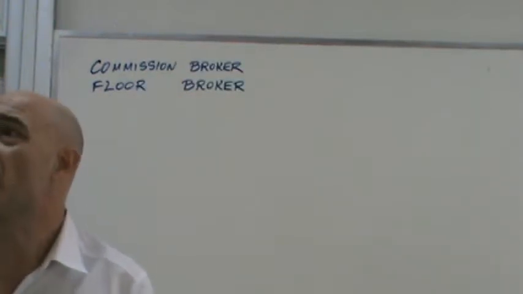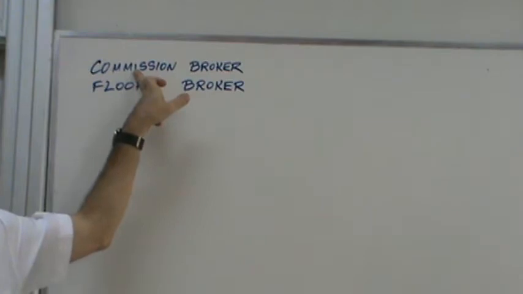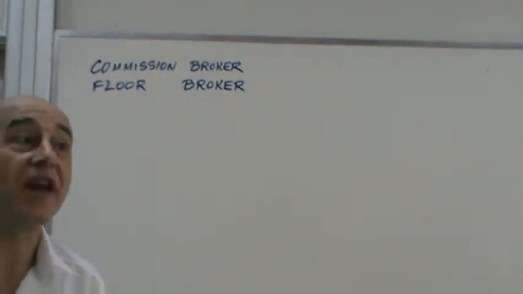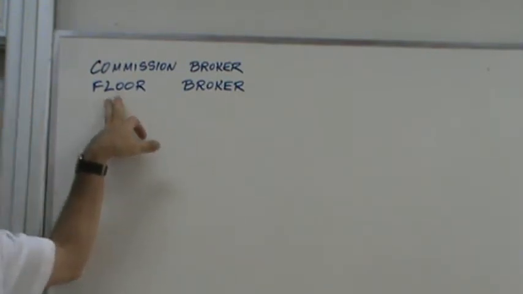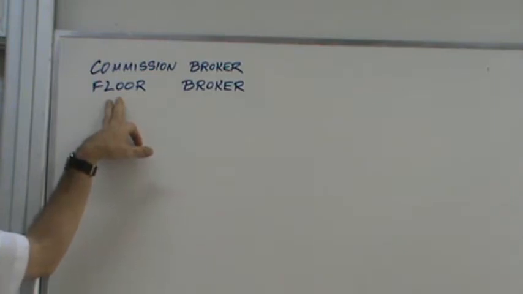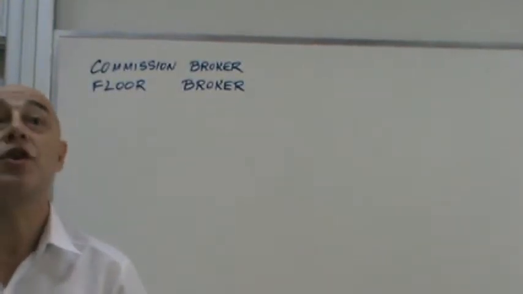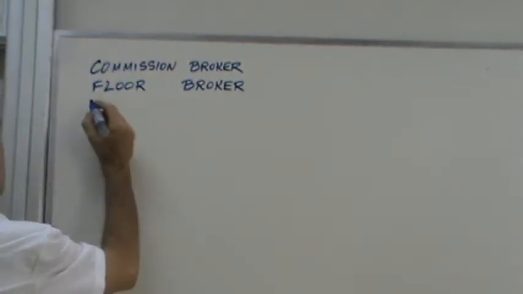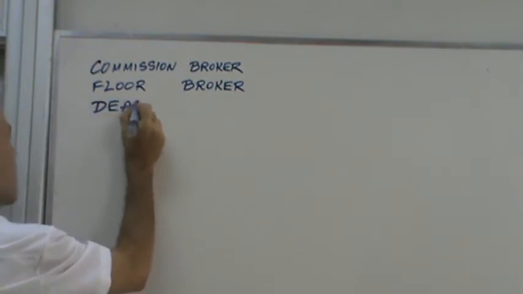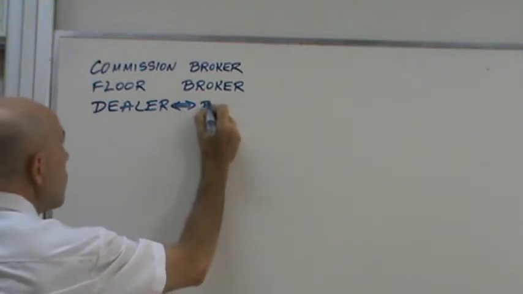And a commission broker will be usually doing trades for retail customers. Usually a commission broker will be a member of a financial institution, but not a member of the exchange, okay? And the commission broker will be dealing with the specialist. So the specialist is the guy who does the trading. The specialist is a dealer. Now let's try and make sure you understand the difference between a dealer and a broker.